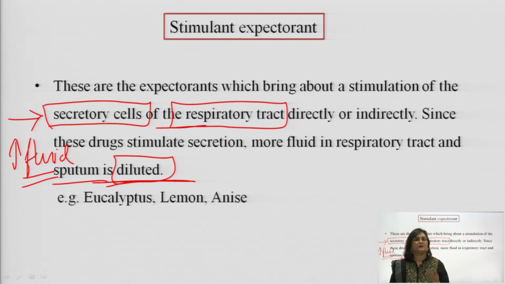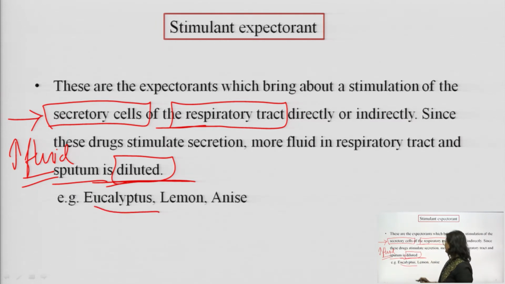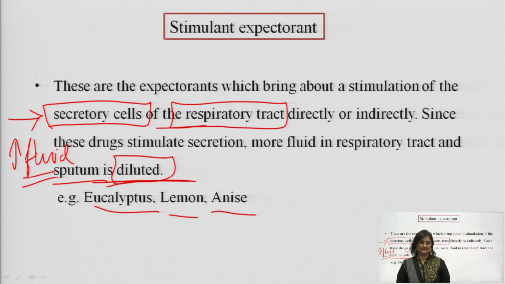What does the stimulant expectorant do? They activate the secretory cells, or they stimulate the secretory cells to secrete more fluid. Hence, dilution of the sputum happens. Hence, it can be expelled out easily. Example, eucalyptus, lemon and anise. These are the examples of naturally occurring stimulant expectorants.